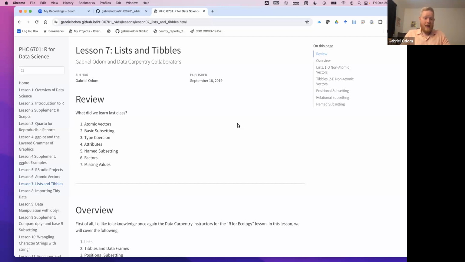Within the idea of non-atomic vectors, we had talked about basic subsetting rules. We had positive positional subsetting, where you say, give me the sixth element of this vector, or negative positional subsetting, where we say, give me everything but the third element of this vector. We talked about named subsetting, where we say, give me the element of the vector that is named subject ID or something like that.